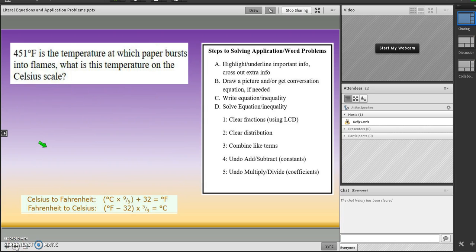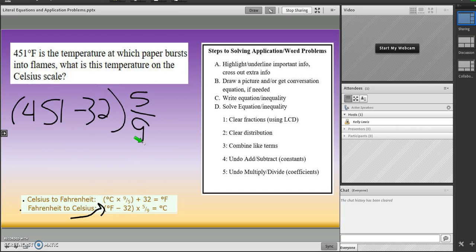All right, 451 Fahrenheit is the temperature at which paper bursts into flame. All right, fabulous. What is this temperature in the Celsius scale? I don't expect you to know these two formulas. If you need them, I will give them to you. All right, so we're given Fahrenheit, and we need to find Celsius. This is the one we're going to use, and we're just going to plug it in, so 451 minus 32, and then we're going to multiply by 5/9. So I'm just going to type in my calculator 451 minus 32, 419. Then I'm going to multiply by 5/9.